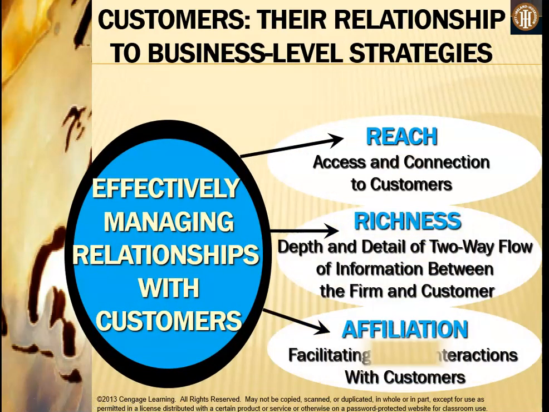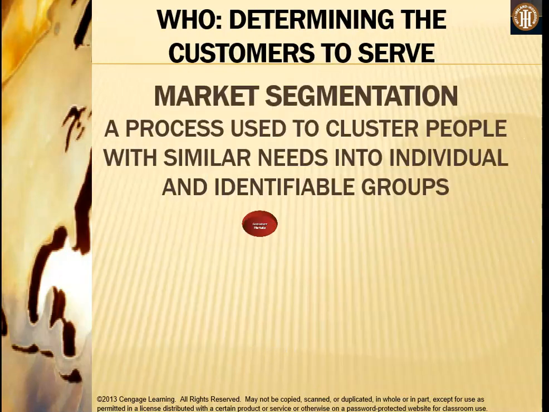So how do we effectively manage relationships with customers? We look at reach, and reach is access and connection to customers. Richness is the depth and detail of the two-way flow of information between the firm and the customer, and affiliation is about facilitating useful interactions with customers.